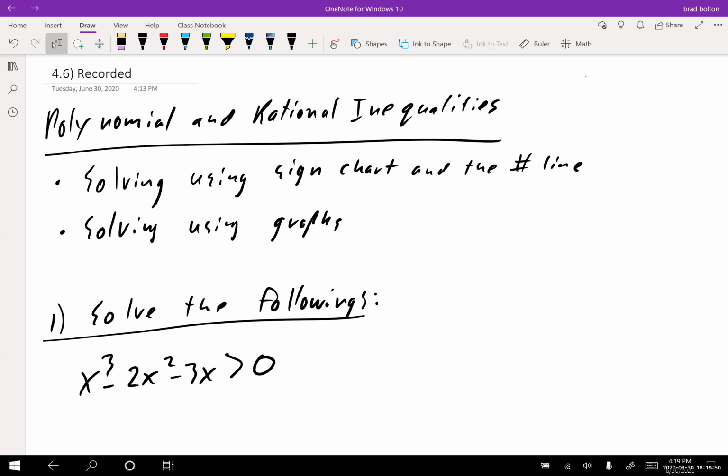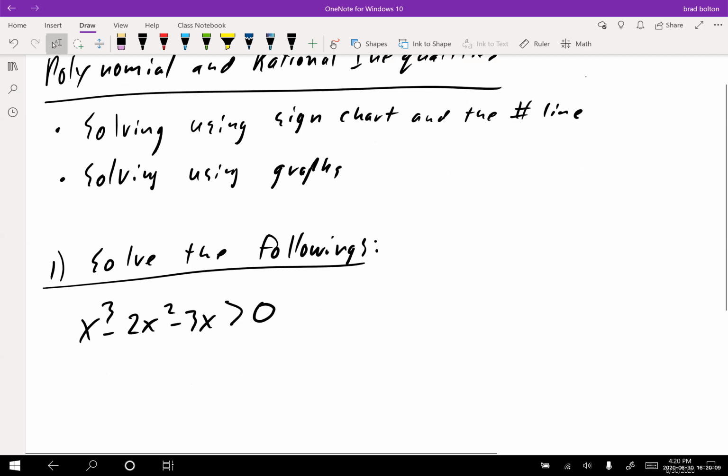I really like using the sign chart because in calculus, we'll use it so often for determining local mins and maxes, increasing, decreasing, concavity, all kinds of stuff in calculus can be determined by a sign chart. So we basically have to know where to look. The main thing you want to do is always find your x-intercepts.